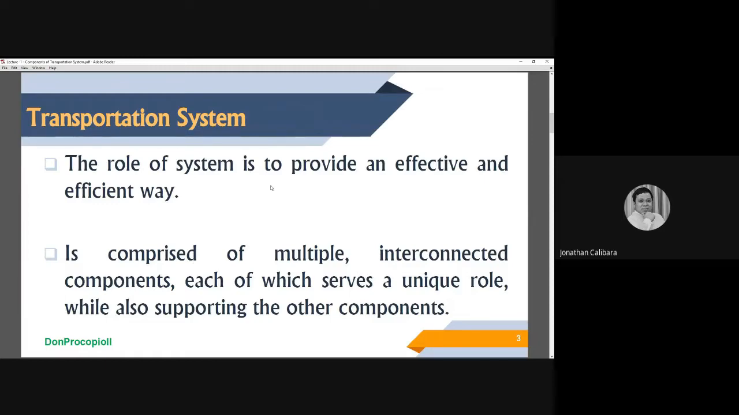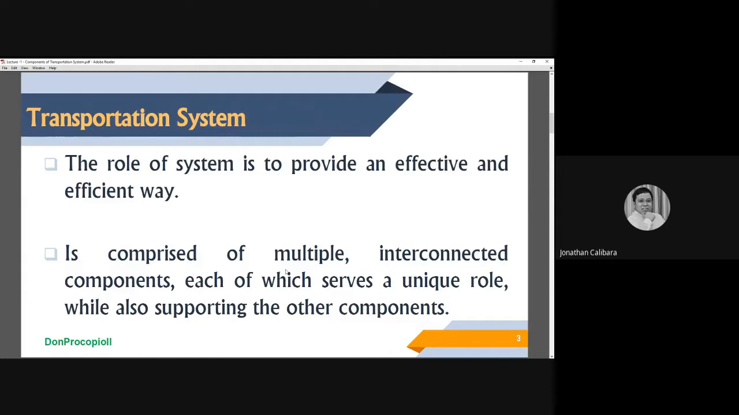Next, transportation system. The role of a system is to provide an effective and efficient way. Of course, if you are talking about a system, it should be effective and efficient. If you are setting a certain system, there are processes along the way. If it is being implemented in the area, then I'm sure its effectivity is higher compared to no system at all.